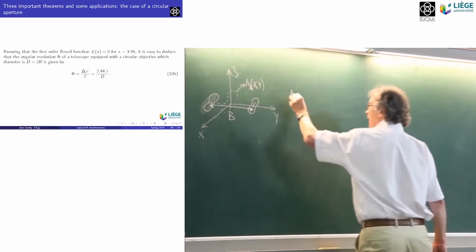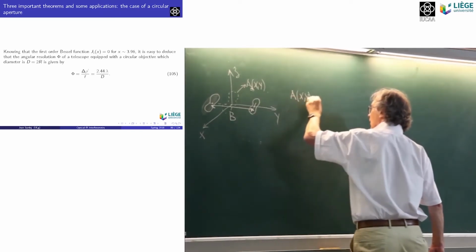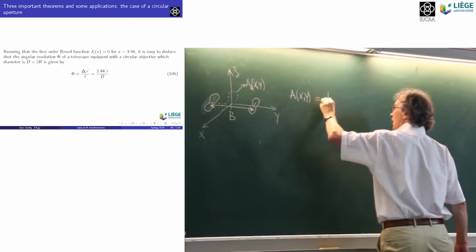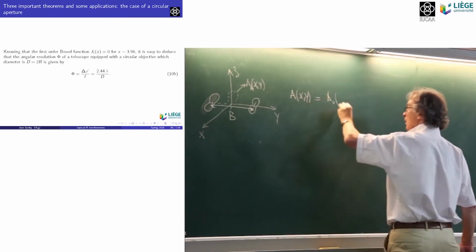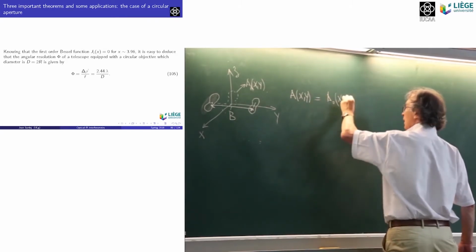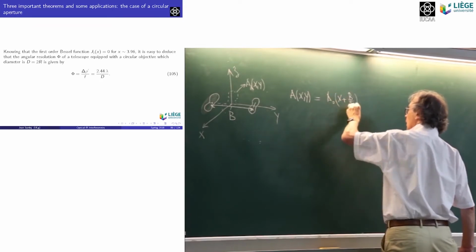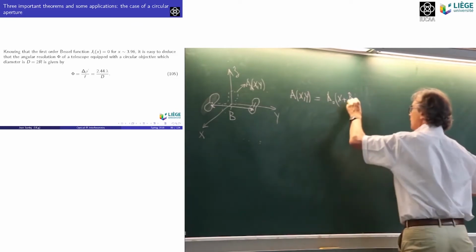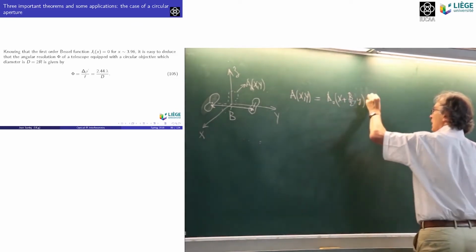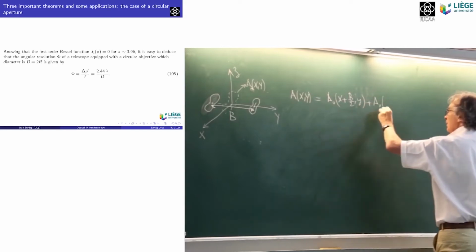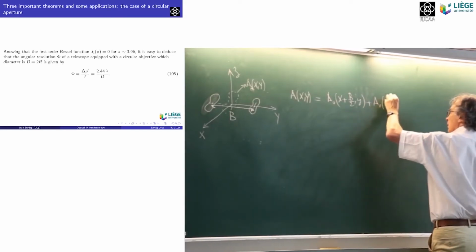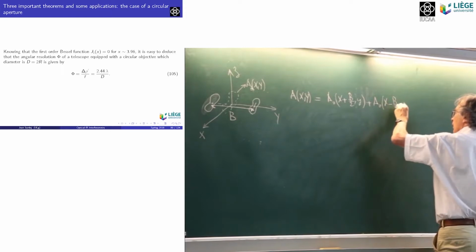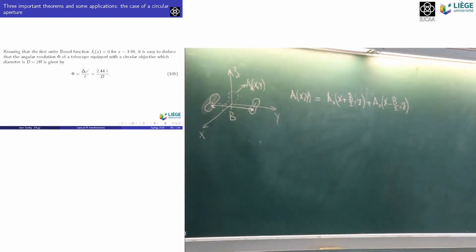So I say A(x,y) is equal to A0 of x plus B over 2, y, plus A0 of x minus B over 2, y. Do you agree with that? So I've just translated one aperture on one side and the other one on the other side.